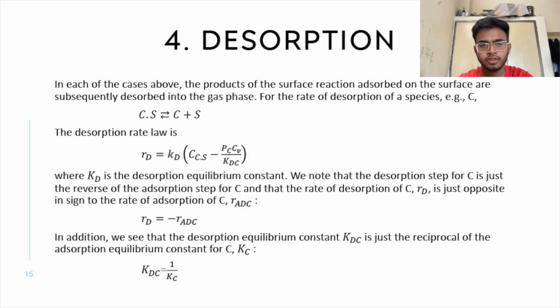So in each of the above cases, the products of the surface reaction adsorbed on the surface are subsequently desorbed into the gas phase. For the rate of desorption of species, for example C, the reaction is given as C·S goes to C plus S. By this reaction we mean that a molecule which has already been adsorbed and has reacted is now desorbing from the surface. So the rate expression is given as RD is equal to the rate constant of desorption times the concentration of C minus the partial pressure of C times the concentration of vacant sites divided by the desorption equilibrium constant.